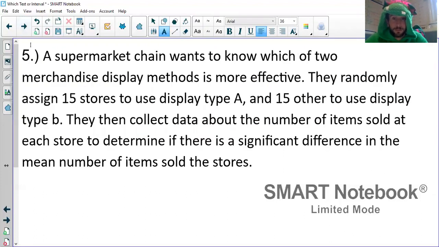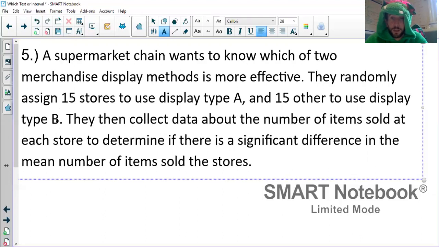Next up, we've got 2 merchandise methods we want to compare, to see which one's more effective. Randomly assign 15 stores for type A, 15 for type B. So we have an experimental design here. Note, remember when we're checking the conditions here, we wouldn't talk about random selection. We would talk about random assignment.